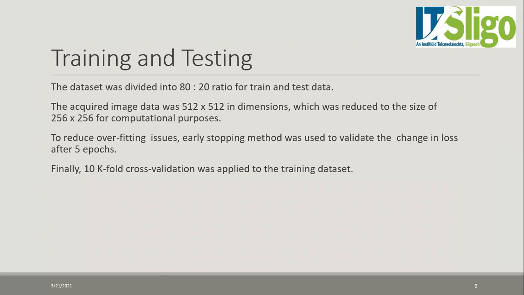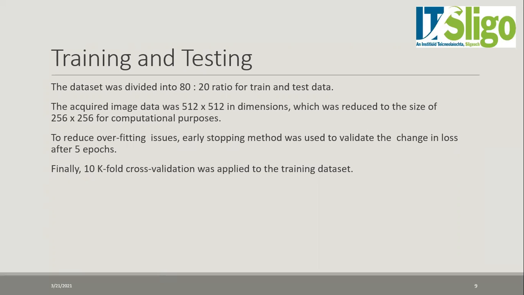For training and testing, we divided the dataset in an 80-20 ratio. The acquired image size was 512 by 512 with one channel of MRI, which was then reduced to 256 by 256. As many people have suggested this particular dimension, we stuck to it, and it reduced the computational cost a bit while achieving very good accuracy.